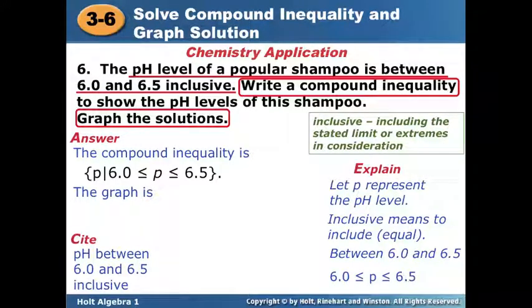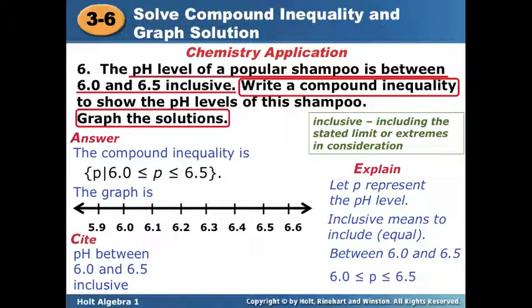So for our compound inequality, we will say the set of all p's such that 6.0 is less than or equal to p is less than or equal to 6.5. The graph of this solution, I've chosen to count by tenths. You have closed circles on 6.0 and 6.5, and it does shade to the inside as an AND compound inequality should.